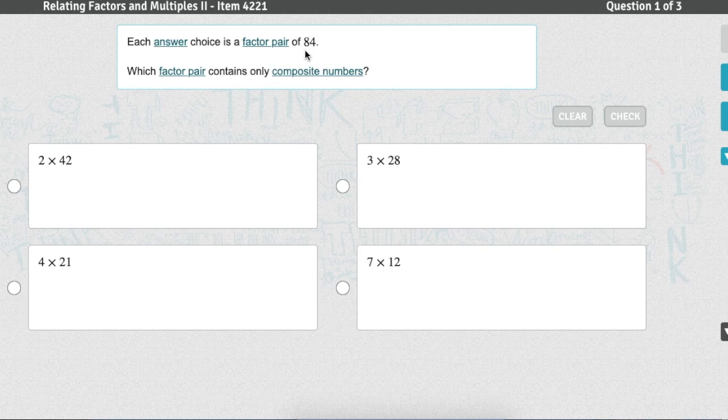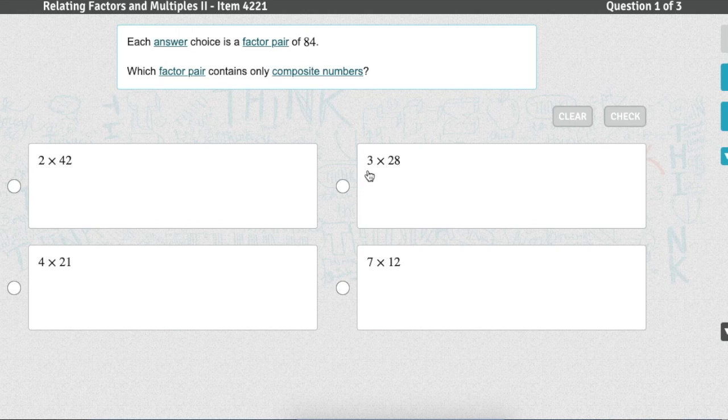So if I'm looking for the factor pair that is composite for 84, it has to be both numbers. Okay, is 2 a composite? Can I divide 2 by anything other than 2 and 1? No, so that would be a prime number, meaning that this factor pair is not composite numbers only. How about 3 and 28?